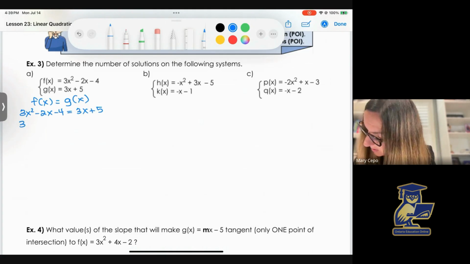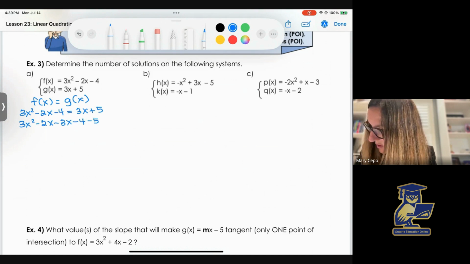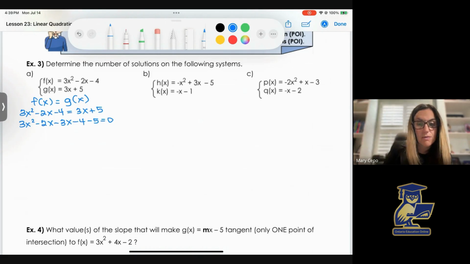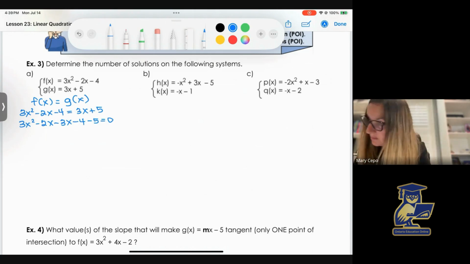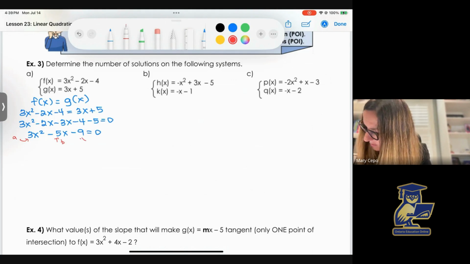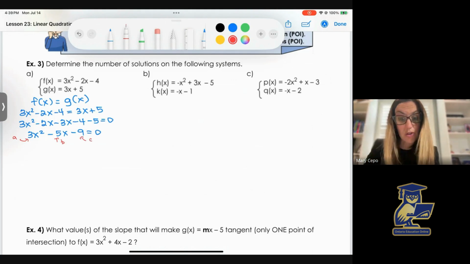So we're going to take 3x squared minus 2x, and bring over that 3x, so minus 3x, minus 4 minus 5 is equal to 0. Again, silly mistakes happen when we forget to change the sign when you take something from one side of the equation to the other. So fully simplifying here, we have 3x squared minus 5x minus 9 is equal to 0. As you can tell, that would be your A, this would be your B, and that would be your C.